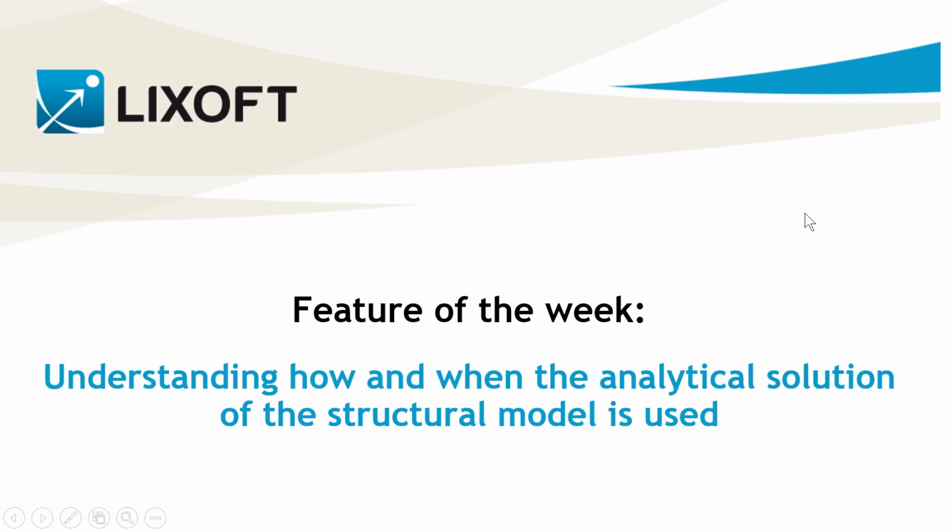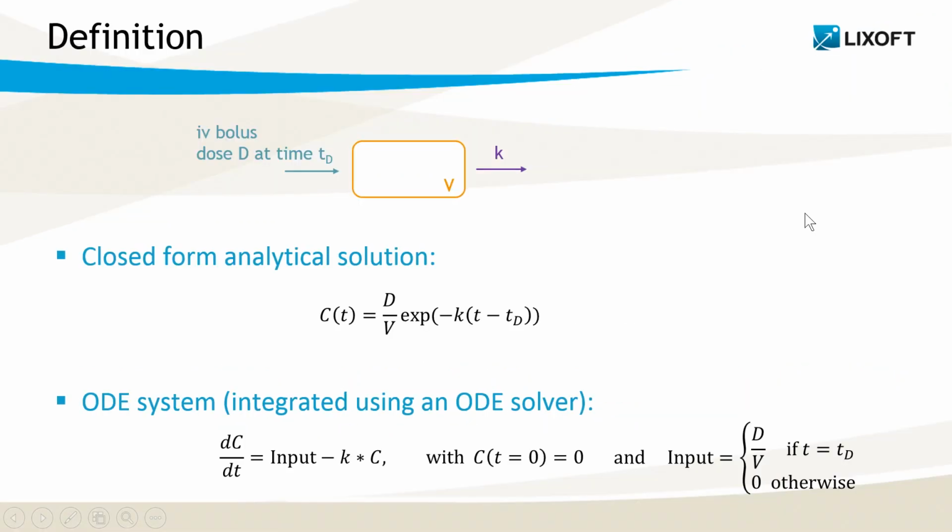Today I will explain when the analytical solution of the model is used and how this influences the speed of the calculations. Let's first define what the closed form analytical solution is. It is when you can write the variable, here the concentration C, as an expression that can be directly calculated.